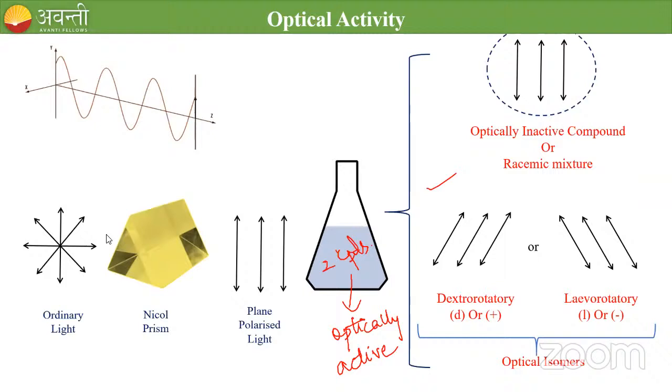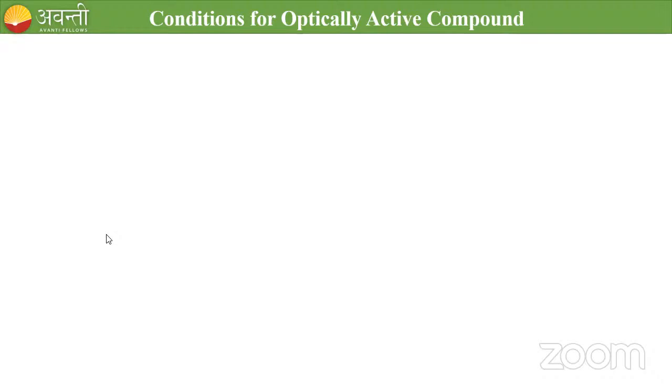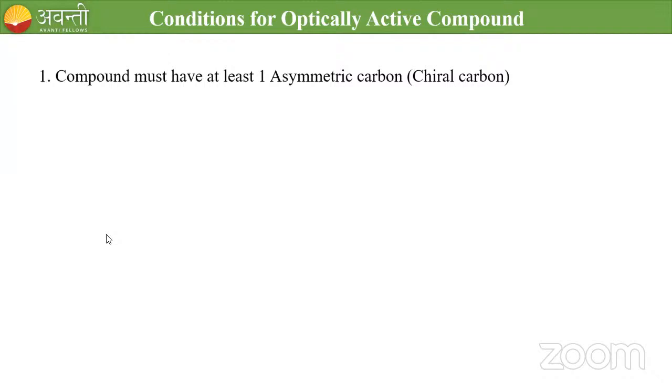So in that case, how will you find out whether the compound is optically active or not? You should follow the conditions which I am going to give right now. Condition number one is the compound must have at least one asymmetric carbon. What does asymmetric carbon mean? Chiral carbon. So what is a chiral carbon? A carbon which is attached to four different atoms or groups is called a chiral carbon.